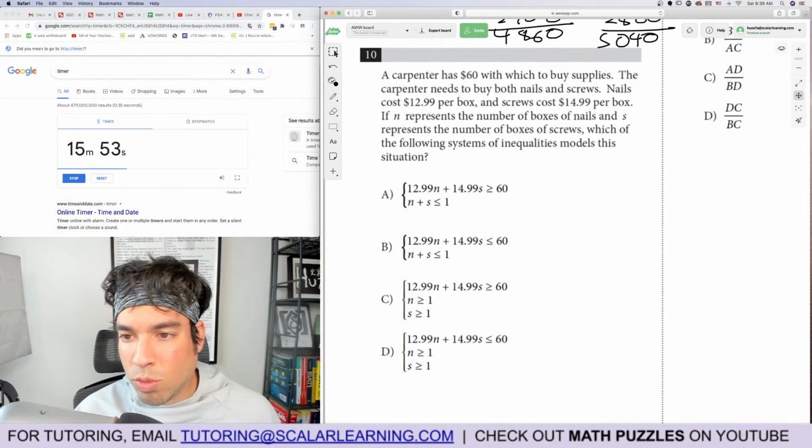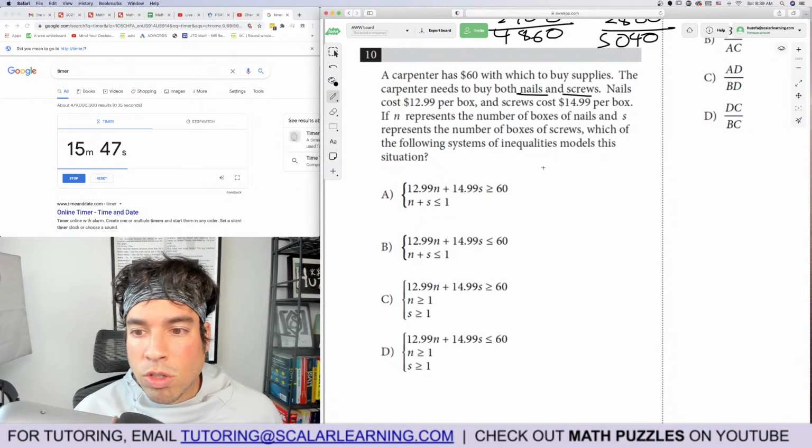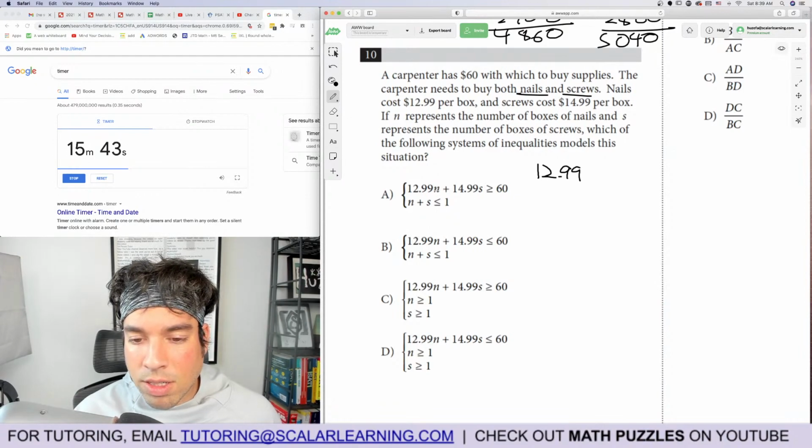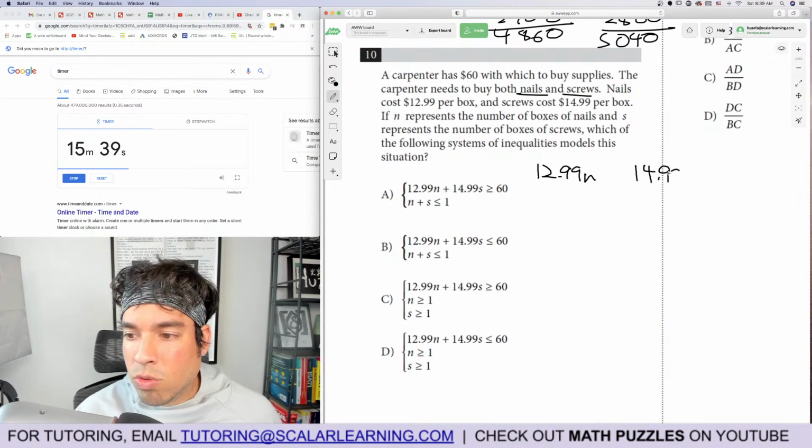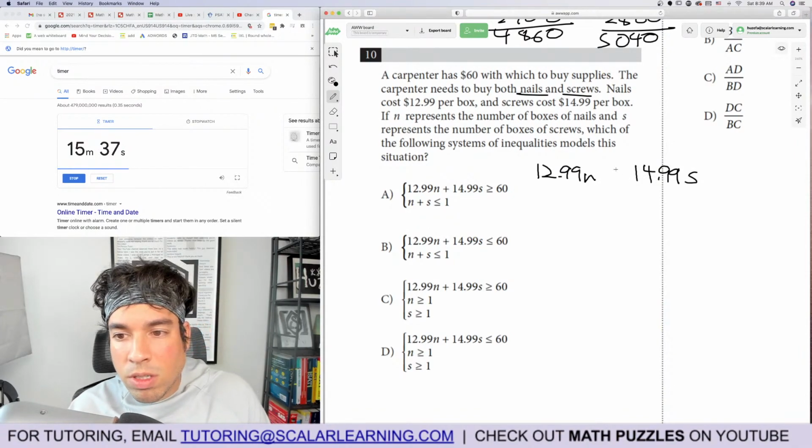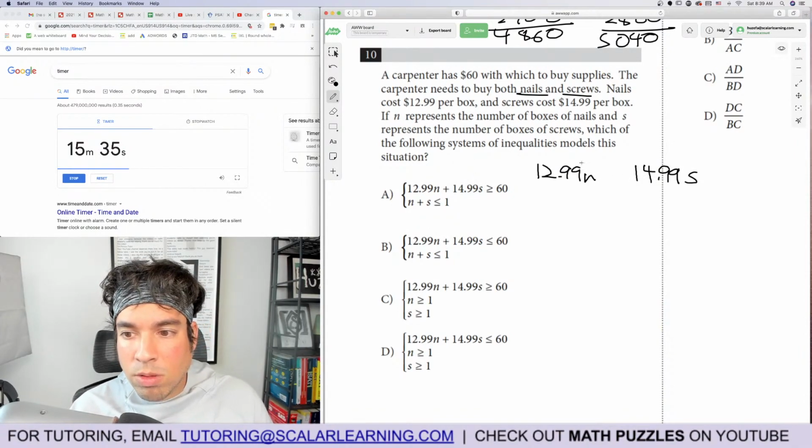Number 10. A carpenter has $60 to buy supplies. The carpenter needs to buy both nails and screws. Nails cost $12.99 per box. And look, I looked at the answers and I see N for nails and $14.99 for screws. If N represents the number of boxes, which system models the situation?